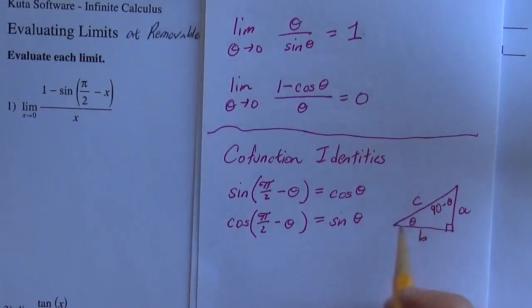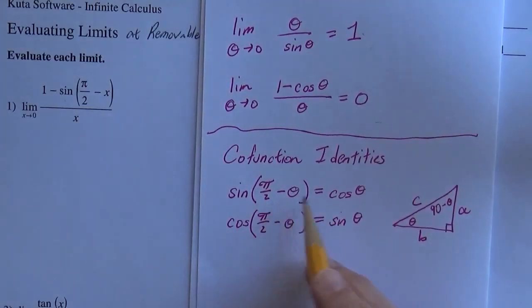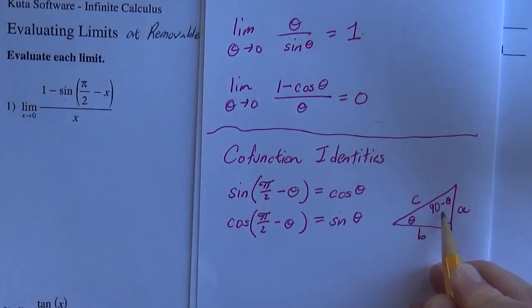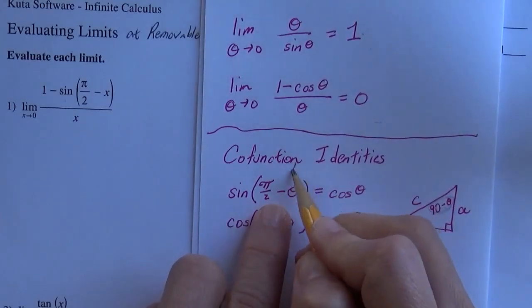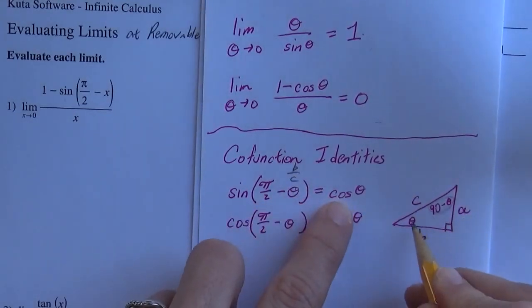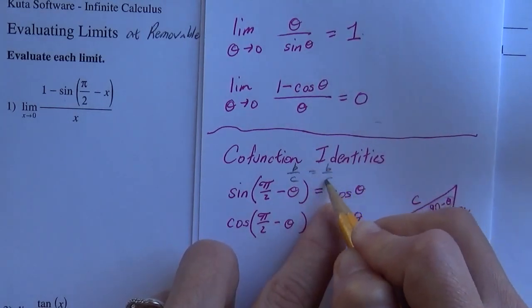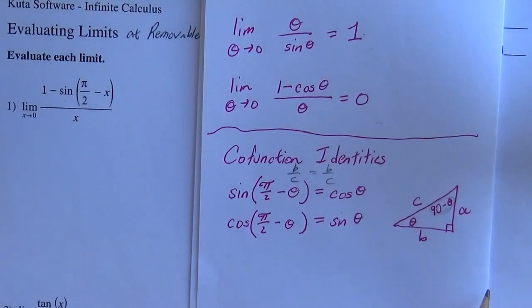And I challenge you to just try it. This 90 minus idea is just from a right triangle. If you have a theta here in a right triangle, this would have to be 90 minus theta. So the sine of 90 minus theta would be b over c. And notice that's the same as the cosine of the regular theta. The cosine, adjacent over hypotenuse, that's b over c. So these cofunction identities do make sense just by looking at a little right triangle, but they sometimes throw us.